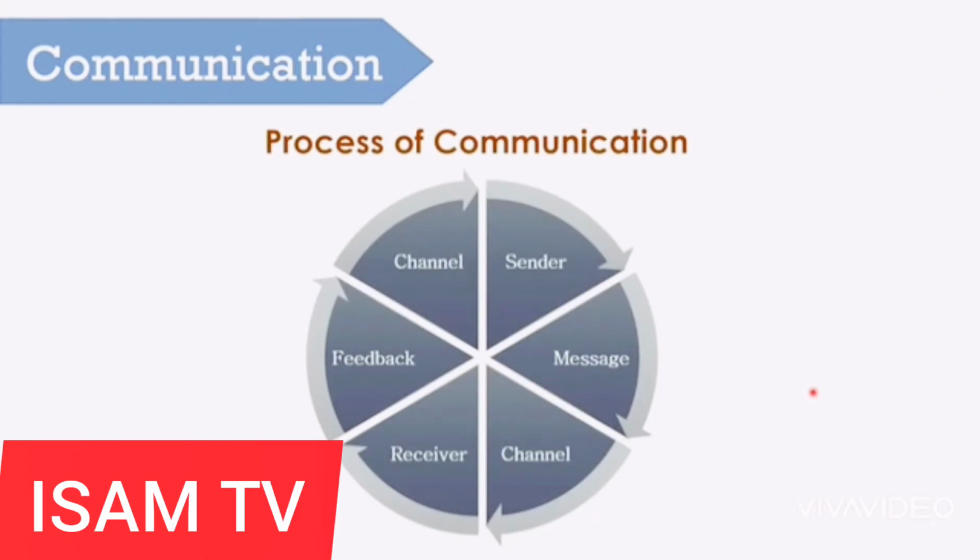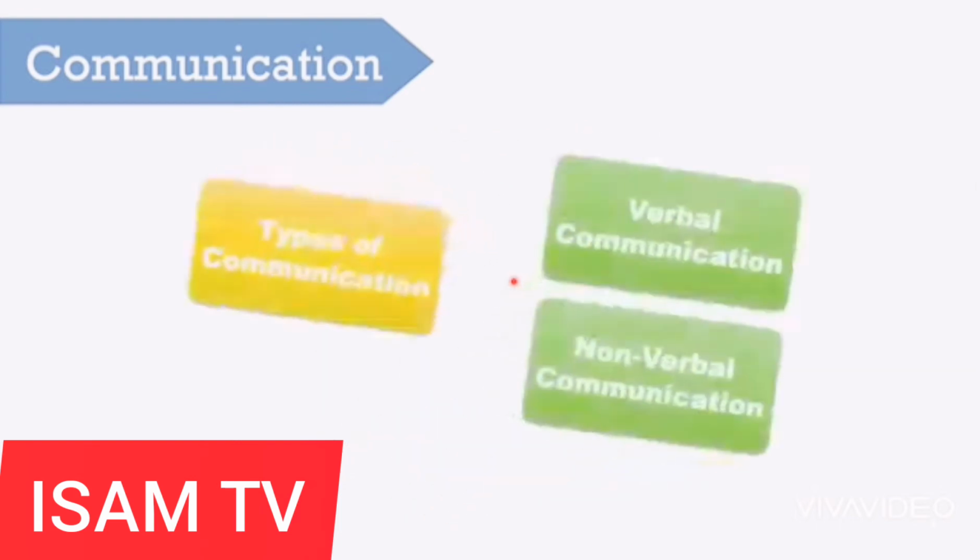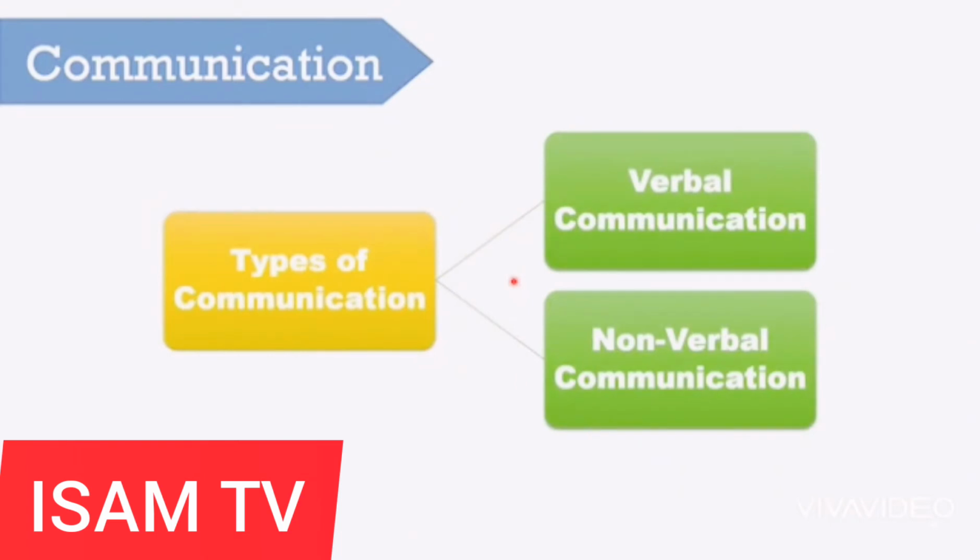In the process of communication, the sender encodes a message and sends it through a proper channel, that is email, phone, SMS, etc., to the receiver. The receiver decodes the message and after interpreting it, gives proper feedback through a proper channel to the sender. So in this way the process of communication continues. Now we are going to understand the types of communication. On the basis of channel, there are two types of communication: verbal communication and non-verbal communication.